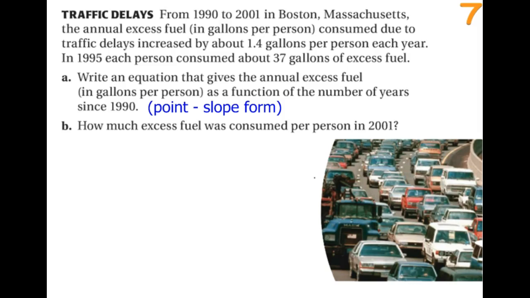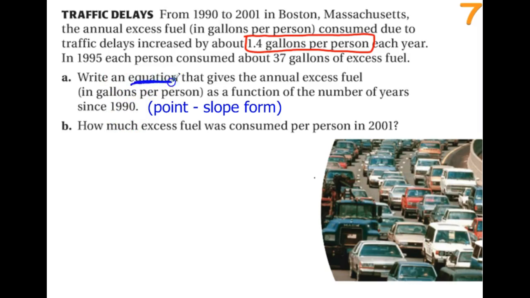Our last problem, talking about traffic delays. It says, from 1990 to 2001 in Boston, Massachusetts, the annual excess fuel or extra fuel in gallons per person consumed due to traffic delays increased by about 1.4 gallons per person each year. In 1995, each person consumed about 37 gallons of excess fuel. So it says, write an equation that gives the annual excess fuel in gallons per person as a function of the number of years since 1990.